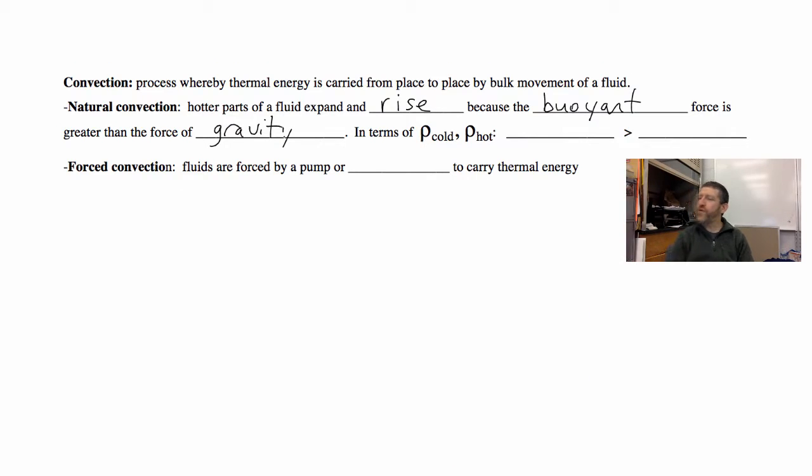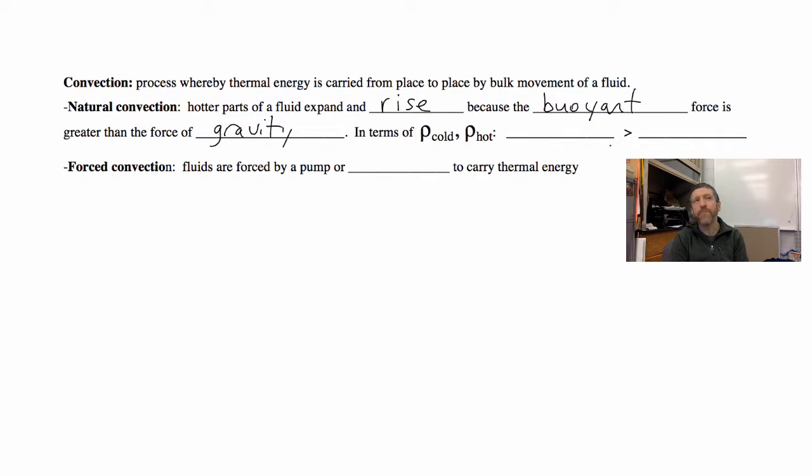Now, if we want to put that in terms of an equation, in terms of rho cold and rho hot, rho again is the density. The buoyant force is greater than the force of gravity. How can we express that in terms of rho of the hot substance, the density of the hot substance, and the density of the cold substance? Let's figure this out step by step. The buoyant force is greater than the force of gravity. So we know what's got to go in this blank right here.